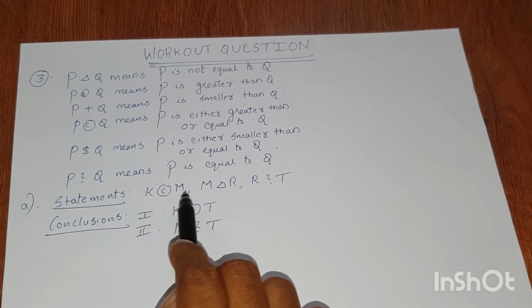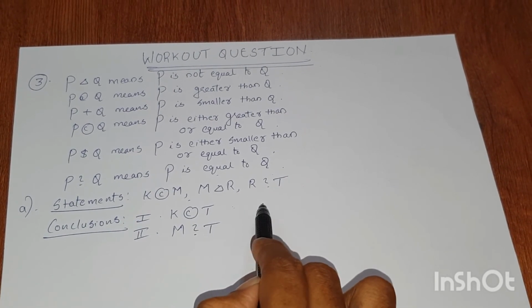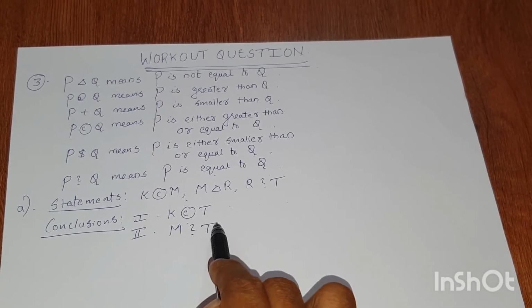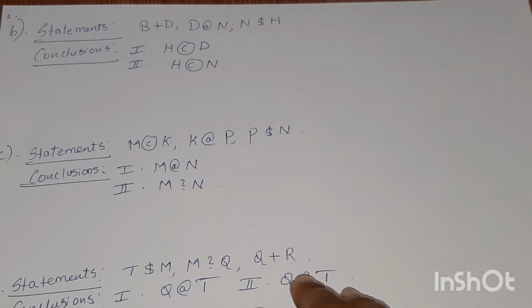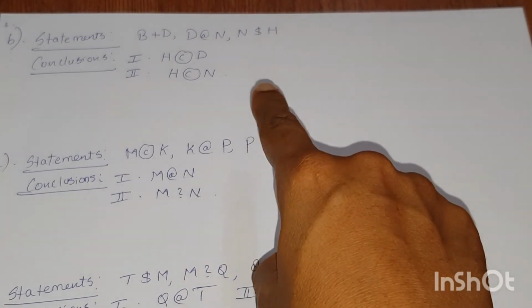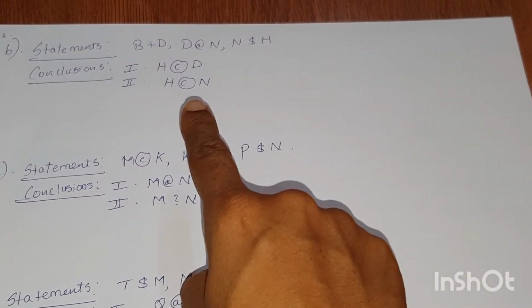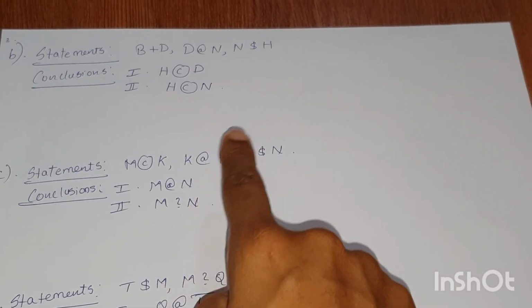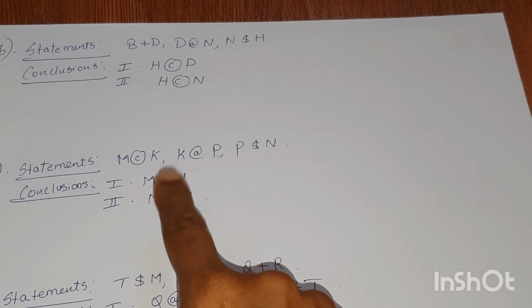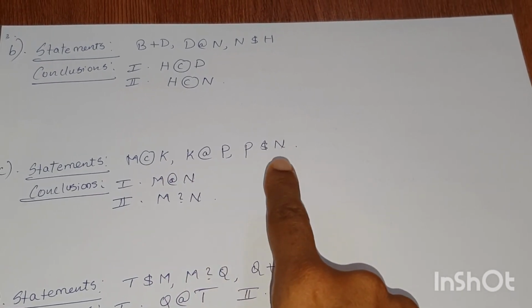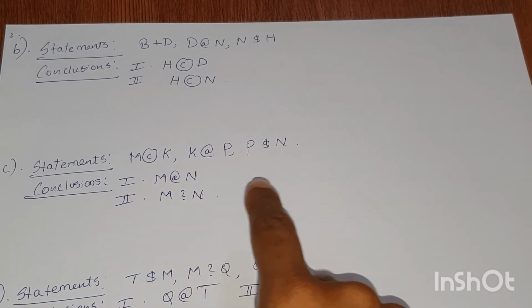First question, statements: K copyright M triangle R question mark T. Conclusions: K copyright T, M question mark T. For this second one, the statements are B plus D at the rate N dollar H. And conclusions are H copyright D, H copyright N. And for the third one, the statements are M copyright K at the rate P dollar N. And the conclusions are M at the rate N, M question mark N.